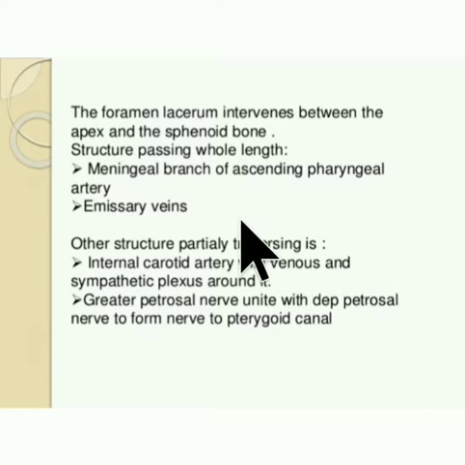So the internal carotid artery, with the venous and sympathetic plexus around it, passes through the foramen lacerum, and also the greater petrosal nerve unites with the deep petrosal nerve to form the nerve to the pterygoid canal, and it also transmits through the foramen lacerum.